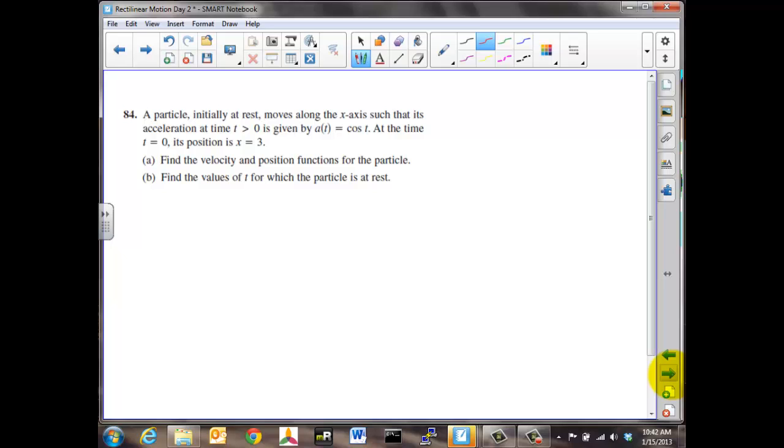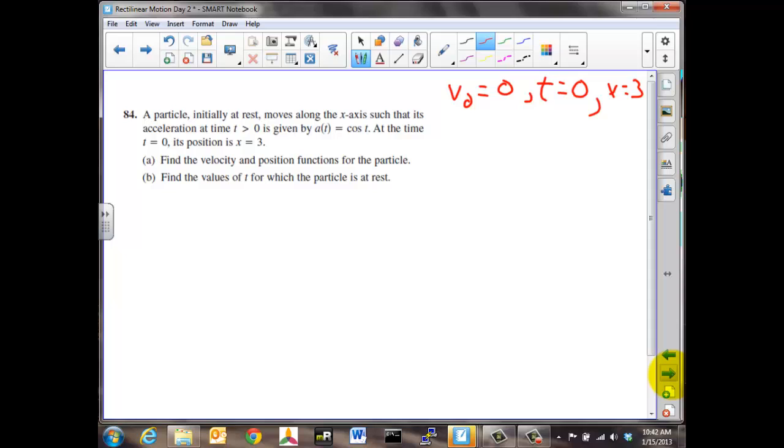So before we even read the questions, let's write down what we know. What do we know now? It was at rest. Velocity was 0, so the initial velocity is 0. What else do we know? Time is 0. At t equals 0, v is 0. Do we know anything about the position at that time? x equals 3. So we know all of that information.